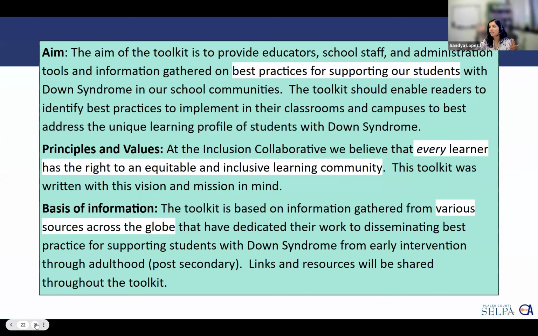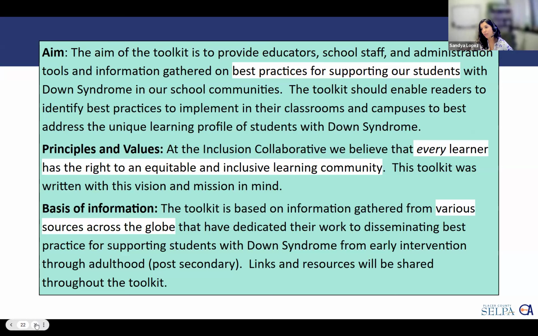So the purpose of this toolkit is to provide educators, school staff, and administrators with evidence-based strategies to support students with Down syndrome, to enable implementation of best practices for inclusive education, and to really develop an understanding of the unique learning profile and developmental needs of students with Down syndrome.